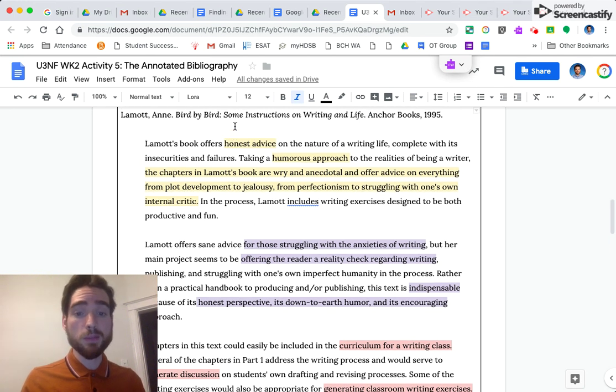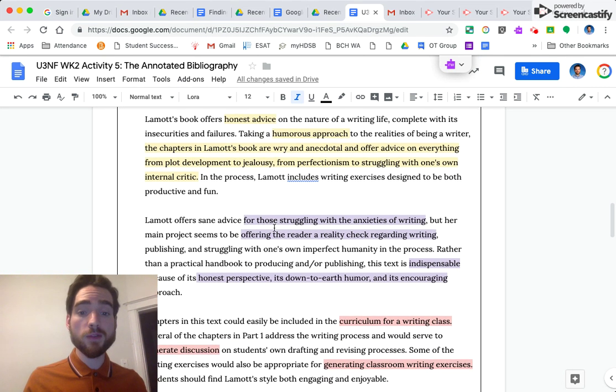it claims that the book provides honest advice about the realities of being a writer, and it takes a humorous approach. So not only are you talking about what the book is saying, but maybe you're talking about the tone of the book and how it's being communicated.